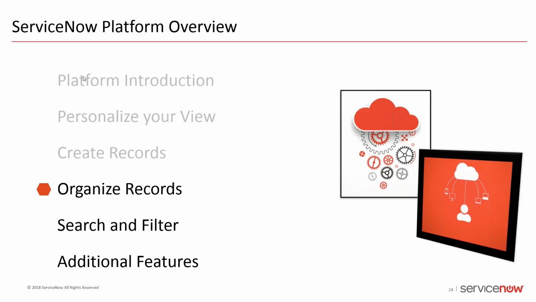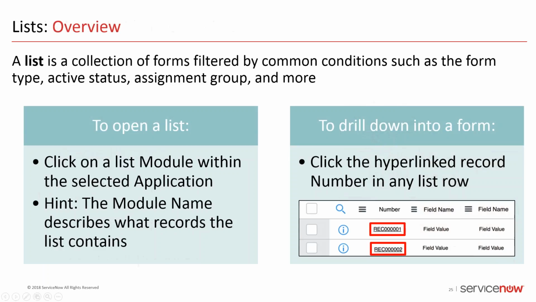Now we'll talk about how to organize records. Within most applications, you'll find one or more modules that open a list of records. The records contained in these lists are typically filtered by the type of record or on data contained within the record. Modules contain saved filters that cannot be modified, although the records contained within the selected list may change depending on current data in ServiceNow.